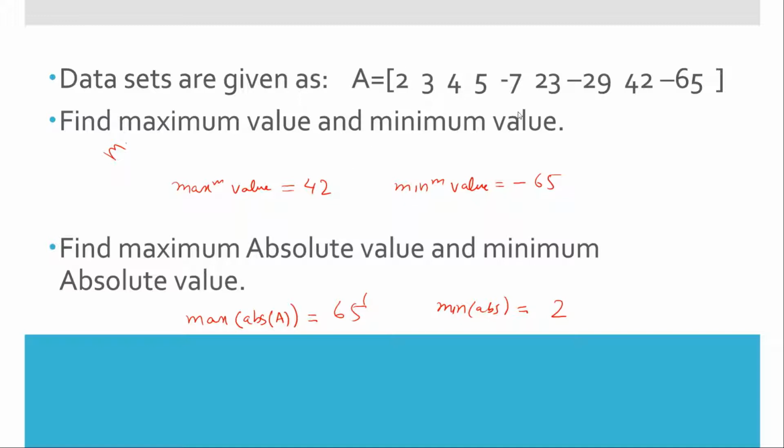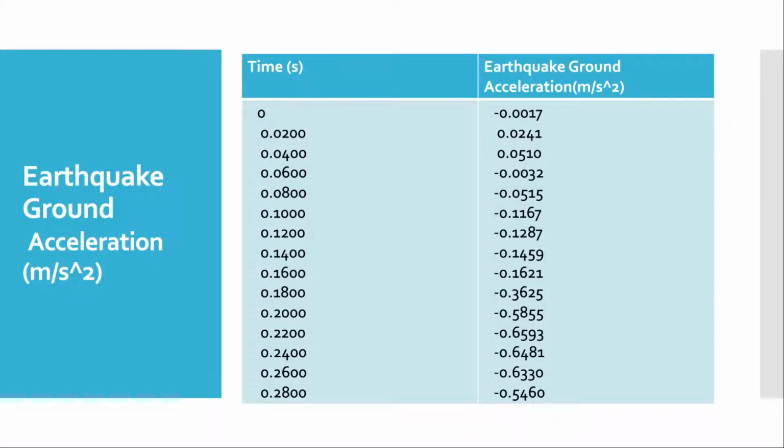This is a very short set of discrete points, and we can give the answer very easily. But when the data is too large, such as 4,000 or 5,000 discrete points, it becomes very difficult to find the maximum absolute value or minimum absolute value. There we use the MATLAB command. With its help we can directly find the maximum values, which will give the peak ground acceleration.